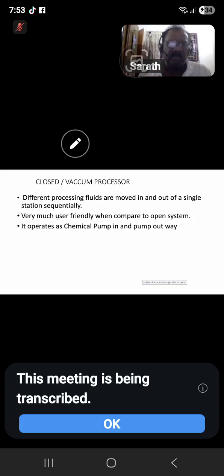And the closed system is usually eco-friendly and user-friendly. Why? Because the whole thing is closed, so you are protected from harmful aerosol substances like formaldehyde, xylene, and wax vapor.